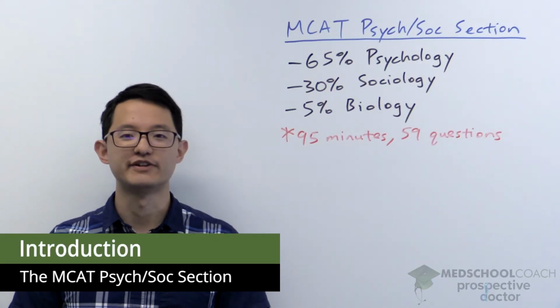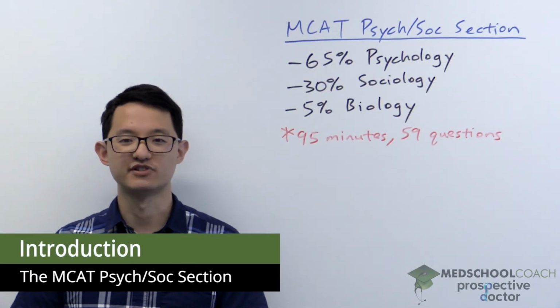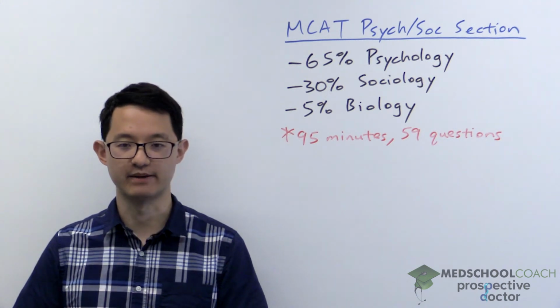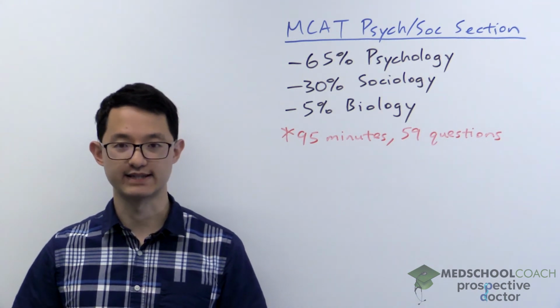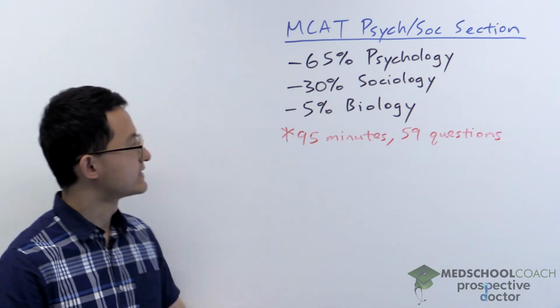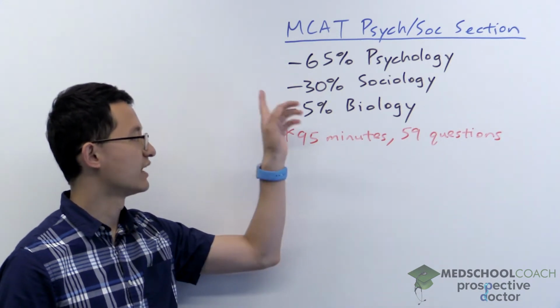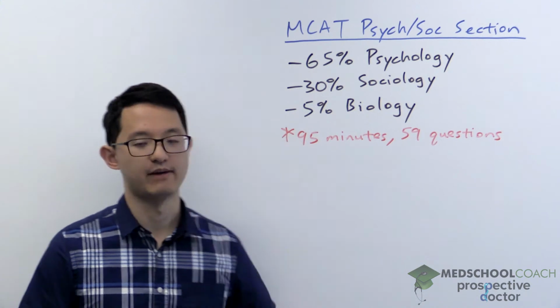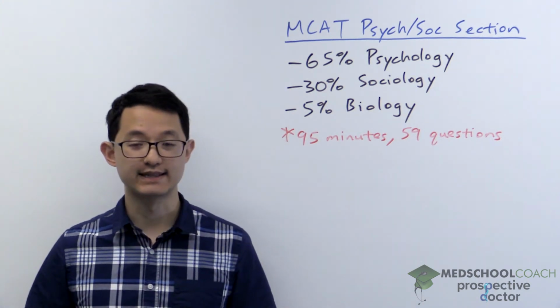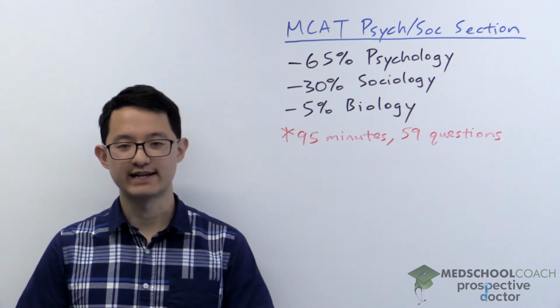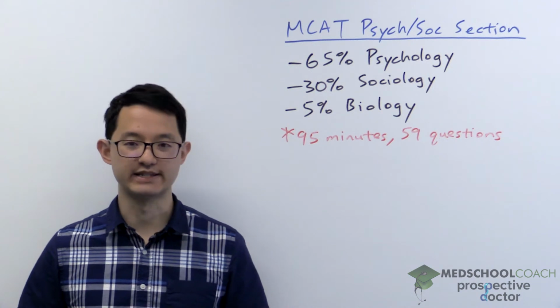In this video, we're going to go over the MCAT Psychological, Social, and Biological Foundations of Behavior section of the exam. The Psych-Soc section is the last section of the MCAT, and it is 65% psychology, 30% sociology, and 5% biology. As the last section of the MCAT, this is a section that students sometimes get lazy about.